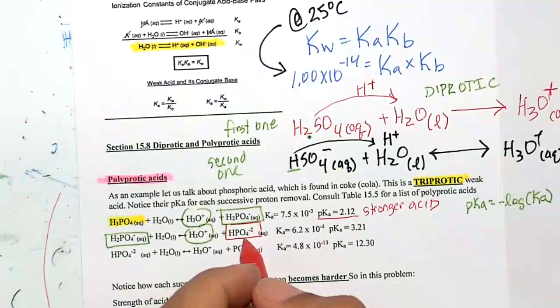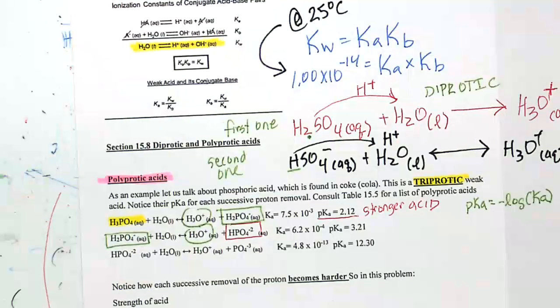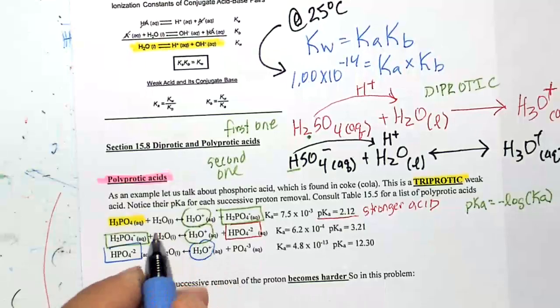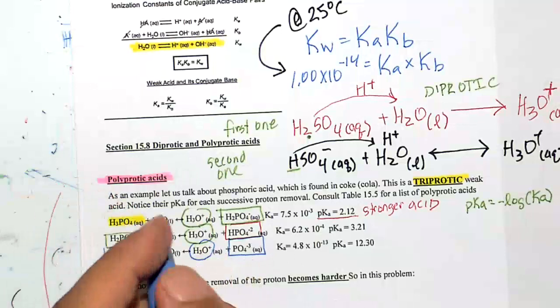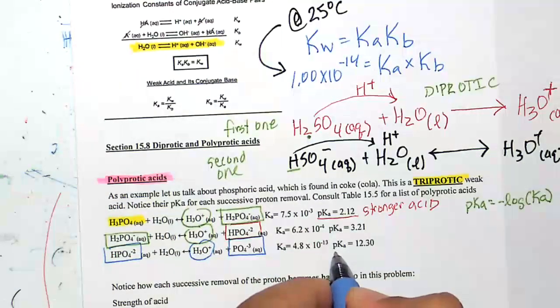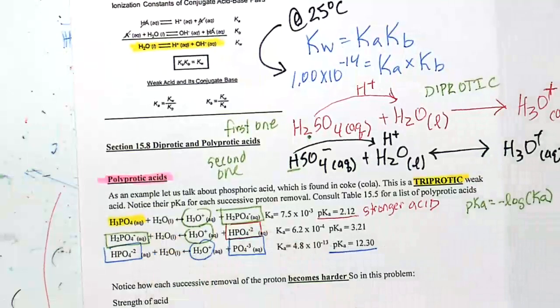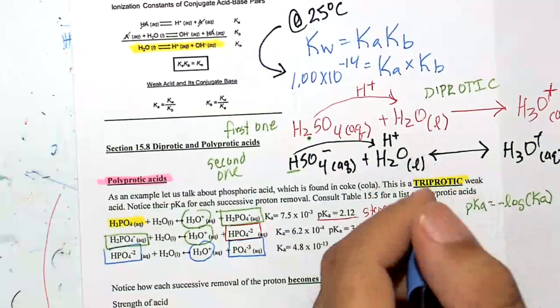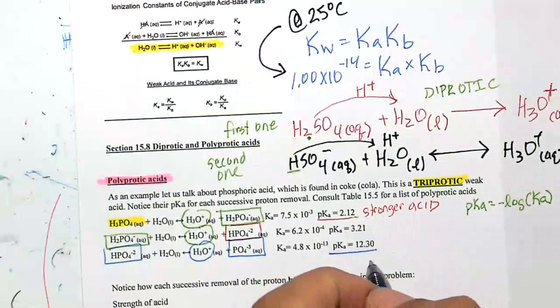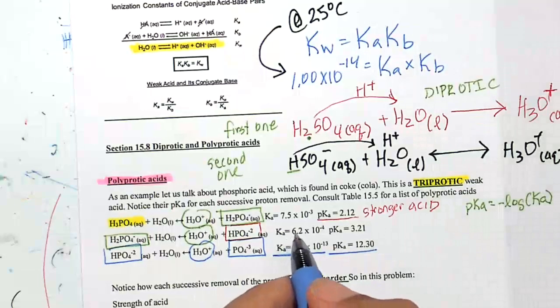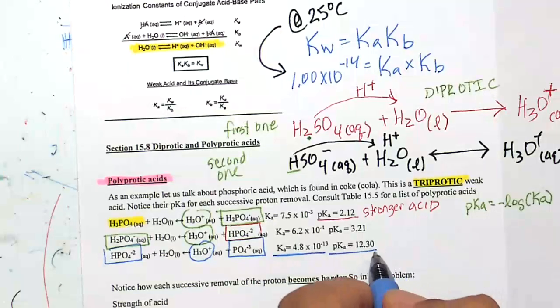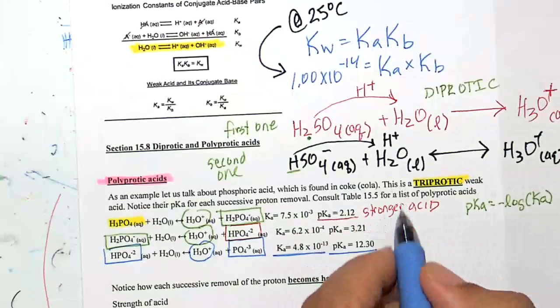But look at the HPO4 2 minus. What can it do? It can donate its proton to give you acid, and you'll get inorganic phosphate, or phosphate. Tell me about this third pKa, 12.30. What do you guys think about that? It's pretty weak. Why am I saying it's pretty weak? 4.8 times 10 to the minus 13, that is very small. 12.30, the pKa is very high.